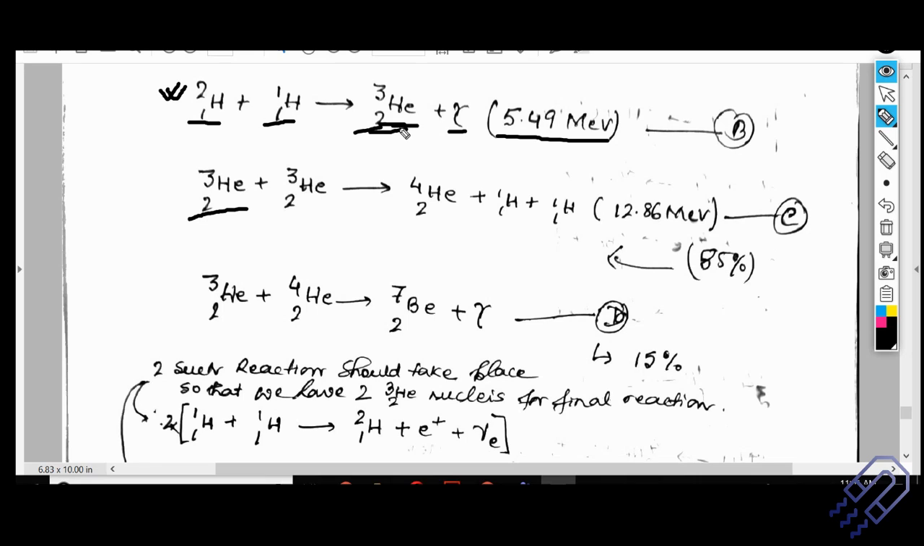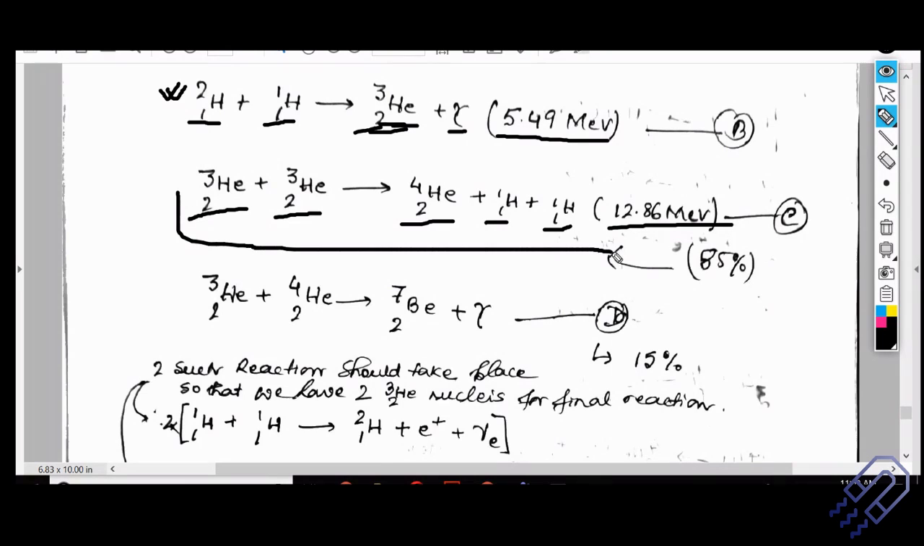So the chances are that there is one helium 3 which will fuse with another helium 3 coming out from another reaction. These two will combine, and then they can give you 4He2 plus 2 hydrogen atoms separately. And this will again generate 12.86 MeV energy. The chance of this reaction happening is 85%. So now we understand that this reaction will be the maximum.